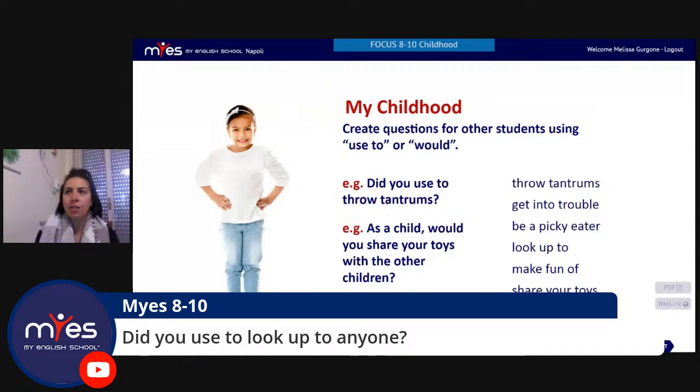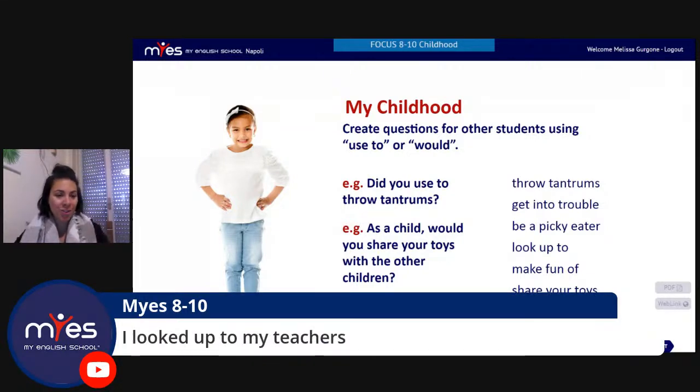When I was a child, who did I look up to? I often looked up to my teachers. You can see here in my response, I used past simple. Sometimes referring to the past, it's possible to use past simple because we are talking about something that is finished in the past. I looked up to my teachers, or I used to look up to my teachers.